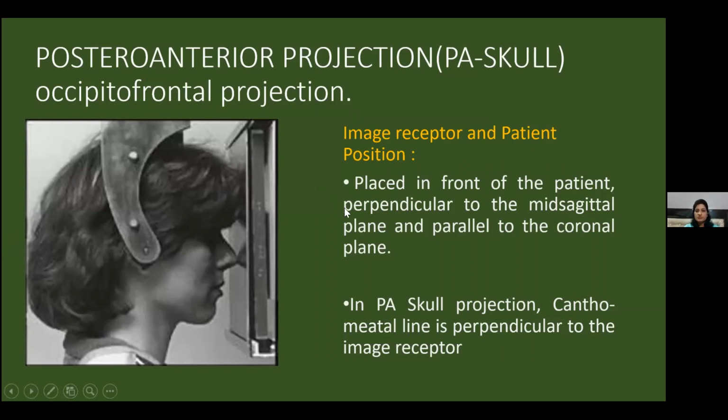So first point is image receptor and patient positioning, and second is central X-ray and image receptor. As you can see, the image receptor is placed in front of the patient. Now tell me, is it parallel or perpendicular to the mid-sagittal plane?